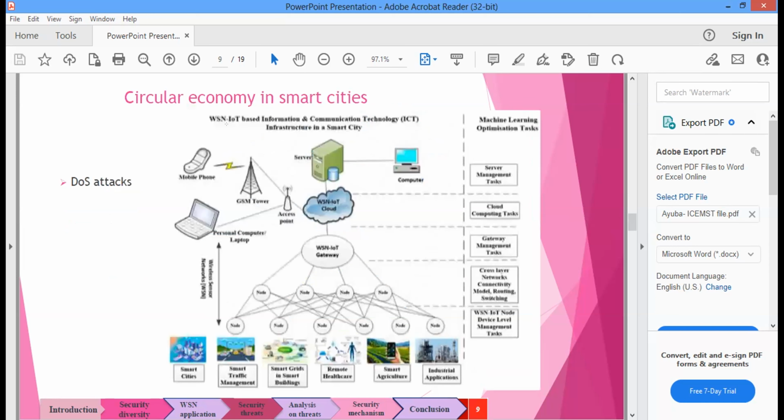Then we also have the circular economy in smart cities. In a circular economy, different smart technologies are integrated together in order to control the economy of the city. And one of the major security threats on this circular economy is the denial of service attack.